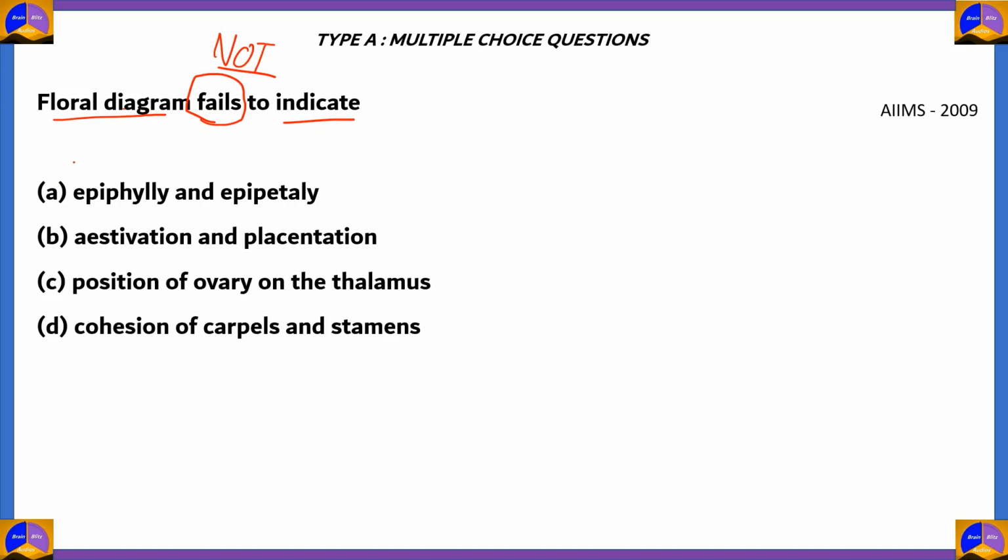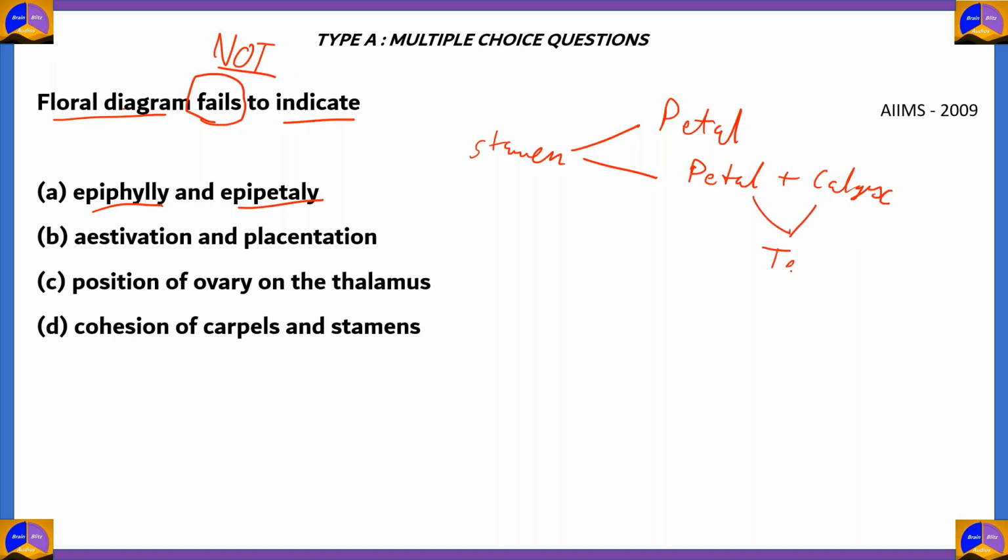Let's look at the first option actually. Epiphyly and epipetally. Now in both of these conditions, the stamen is fused with either the petal or with a combination of petal plus calyx. So a petal plus sepal combination is known as a tepal. So when a stamen fuses with a tepal or with a petal, the condition is known as epiphyly and epipetally respectively. But this is indicated in floral diagrams, so option A is incorrect.